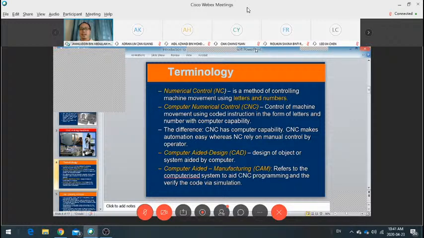Okay. And then we have computer numerical control, CNC. We add the C at the beginning, so a computer. So as I mentioned, when you have the computer capability, you can control the machine movement using coded instructions in the form of letters and numbers, but with computer capability here.